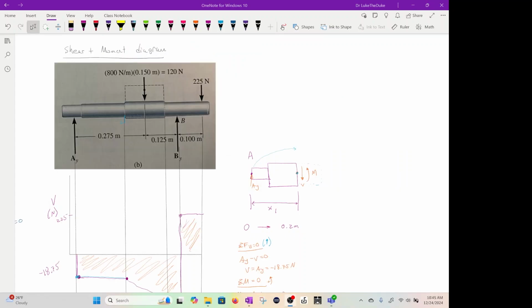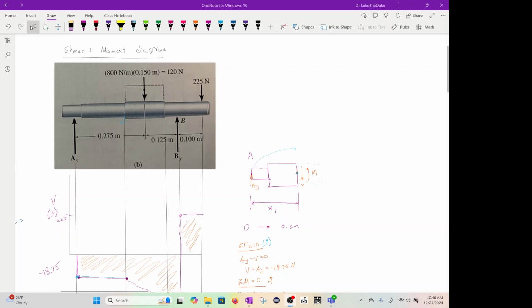All right, let's take a look at how we do a shear moment diagram for this particular problem. What we need to do is look at the sections where the diameters are different, as well as where forces are being acted on. So we're going to have 4 sections, x1, x2, x3, and x4.